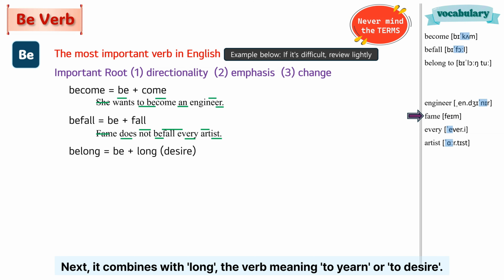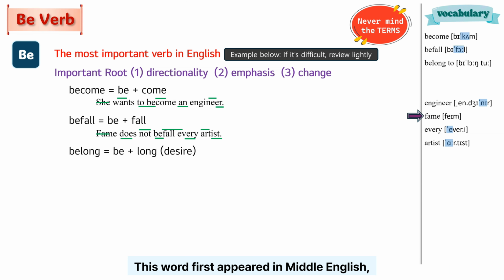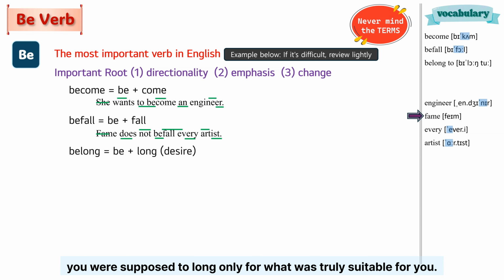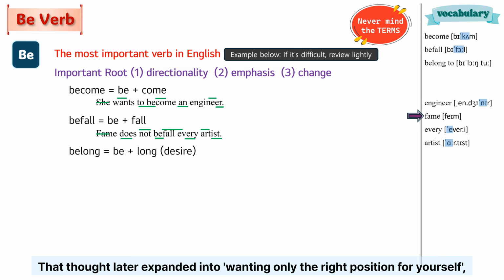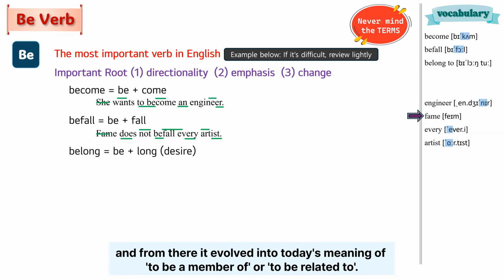Next, it combines with long, the verb meaning to yearn or to desire. This word first appeared in Middle English. But the idea was that you shouldn't just long for anything, you were supposed to long only for what was truly suitable for you. That thought later expanded into wanting only the right position for yourself. And from there, it evolved into today's meaning of to be a member of or to be related to.